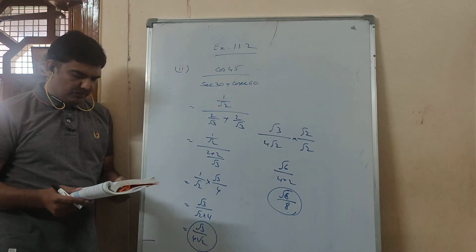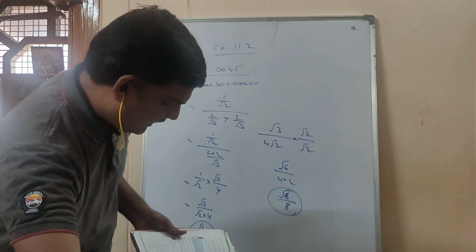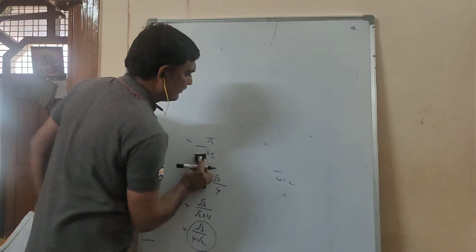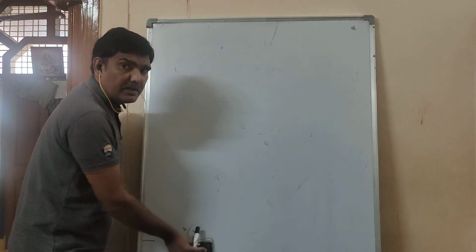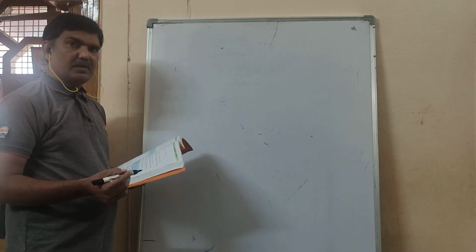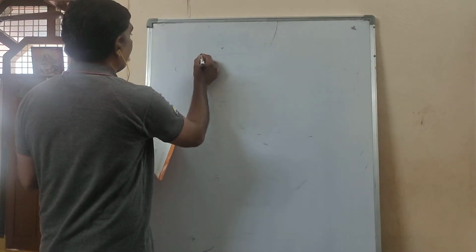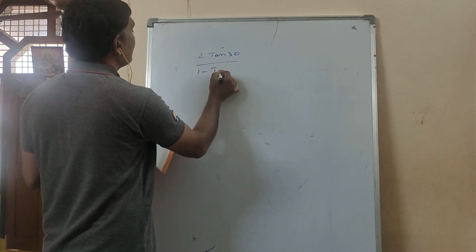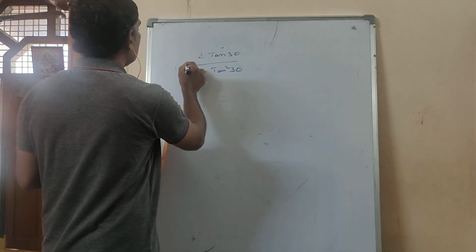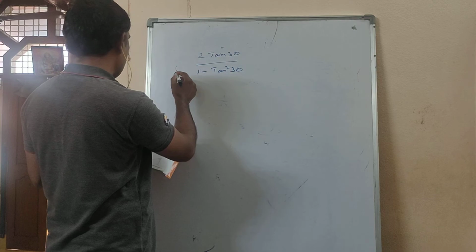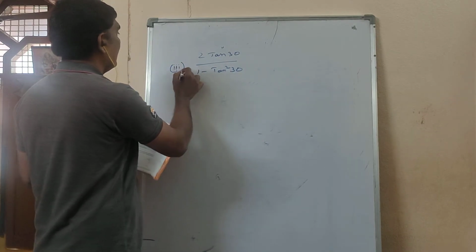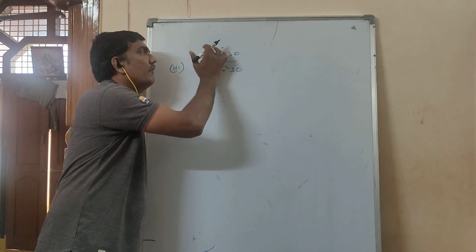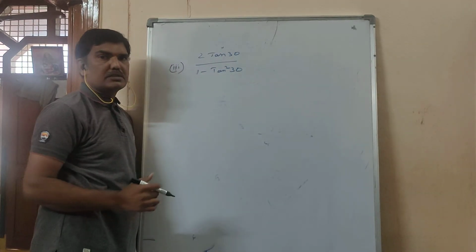Okay. Next now in second question, exercise 11.2 second question. 2 tan 30 divided by 1 minus tan square 30. They will ask here to evaluate this. So as I said that we should know the values of trigonometric functions.